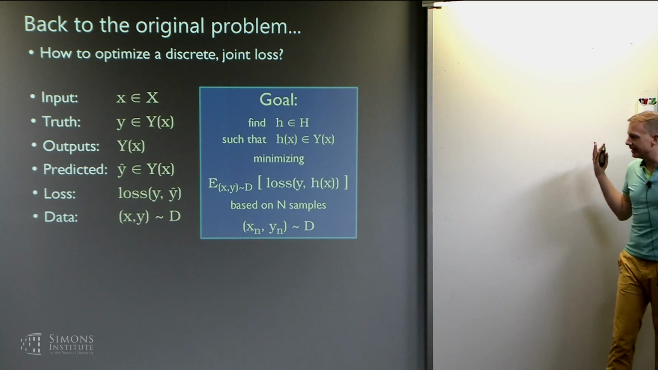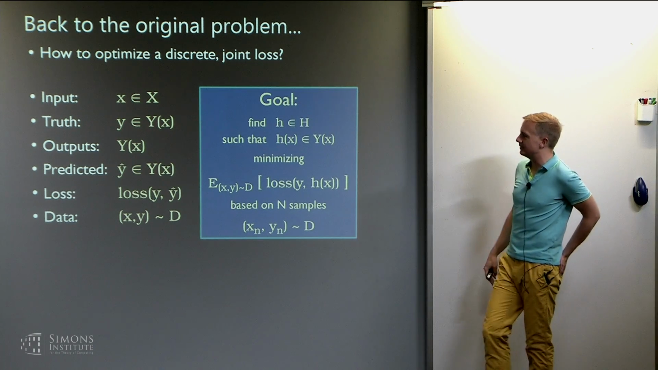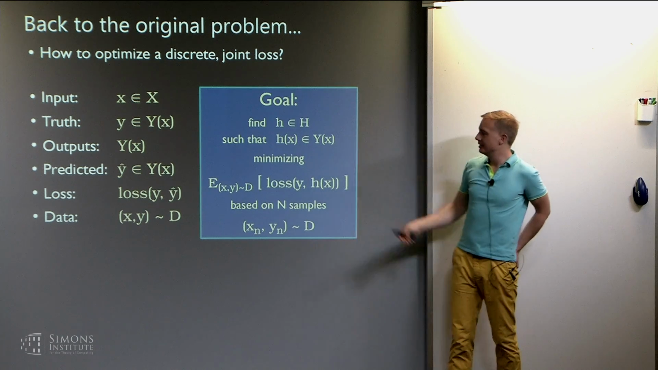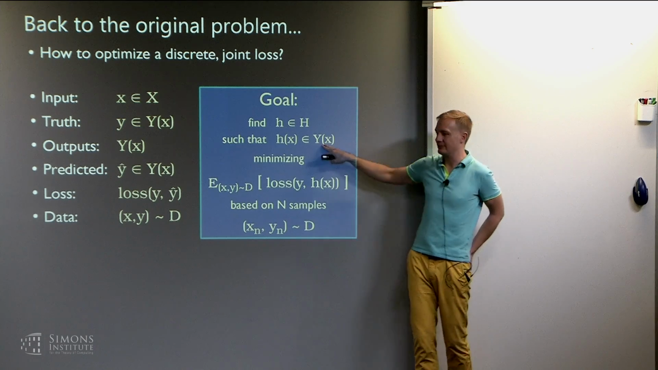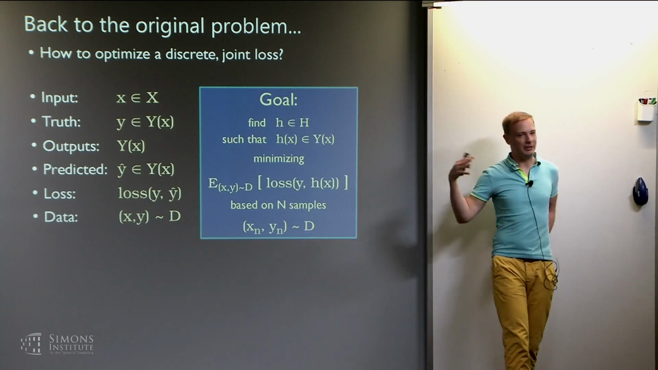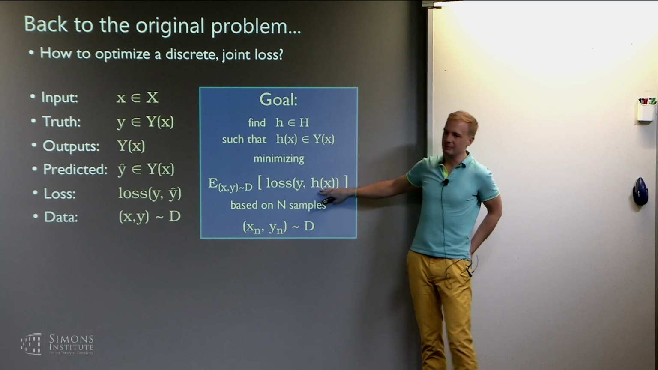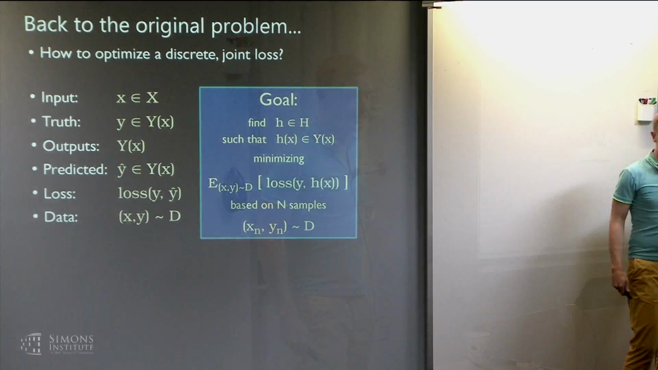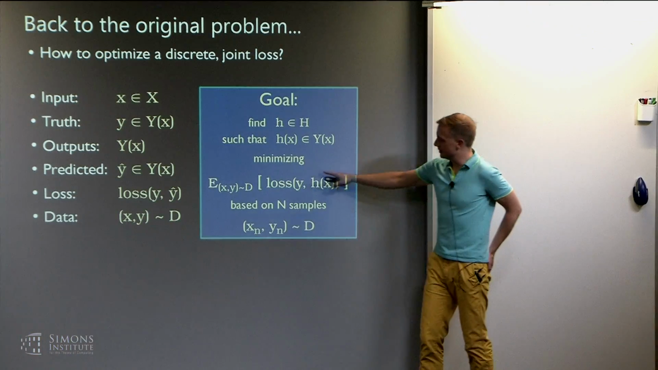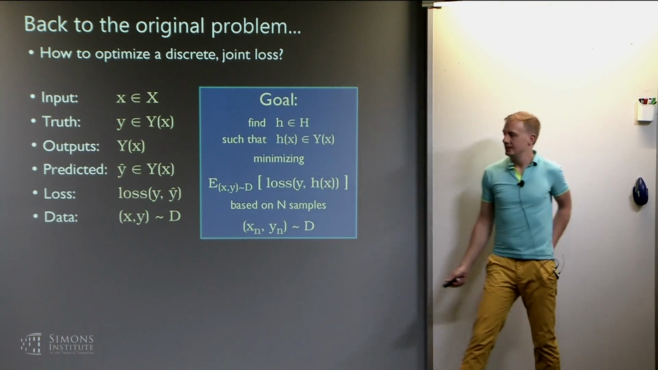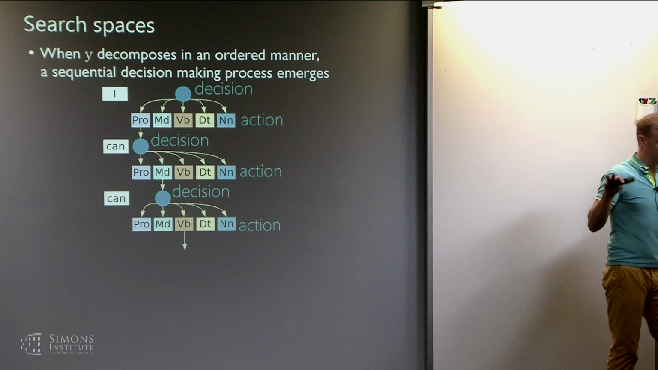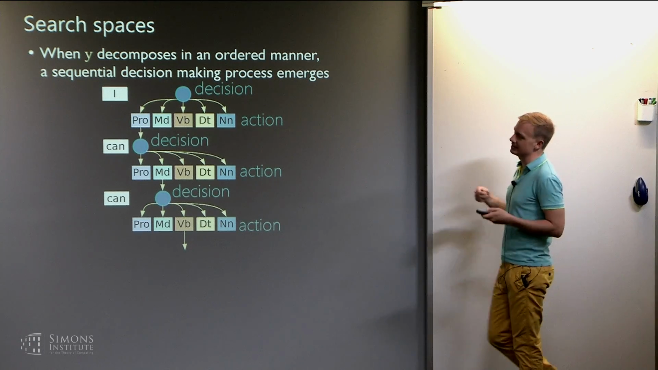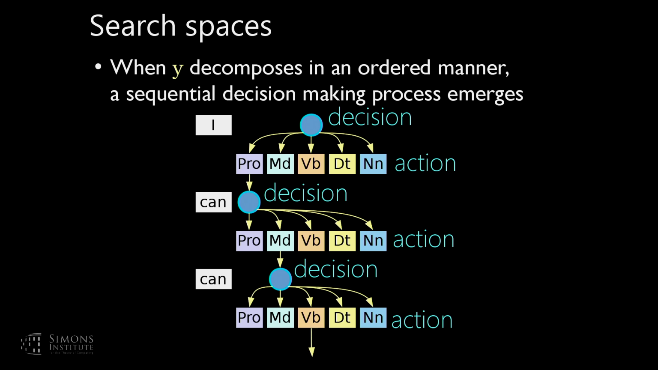And so, like most things, the goal is to find some predictor that produces outputs that belong to the correct output set. So for instance, if I'm trying to predict trees, the thing that comes out had better be a tree. And I want to minimize my expected loss on future data by learning this function h based on my samples. All right, so the way that we're going to do this, which is very different from the Markov random field approach, is to decompose things into a sequence of decisions. How you do this is your choice.